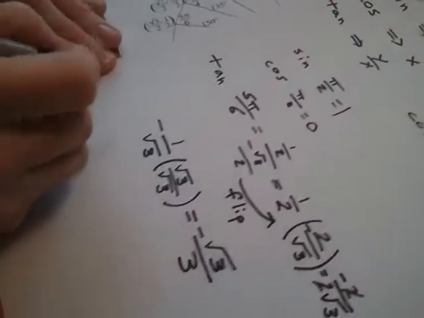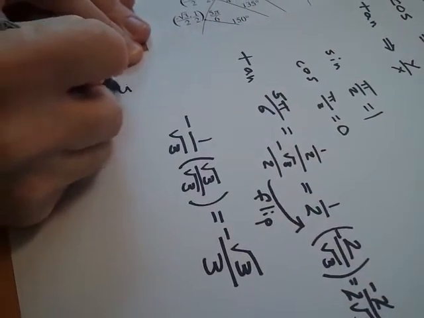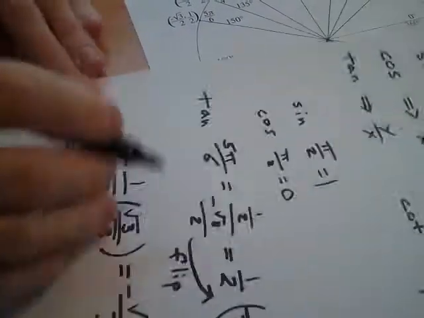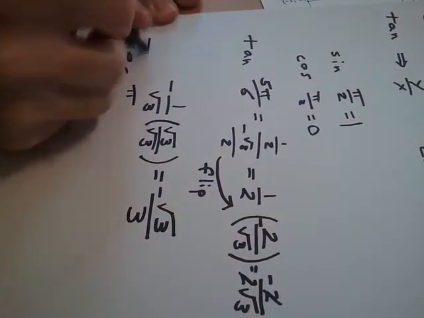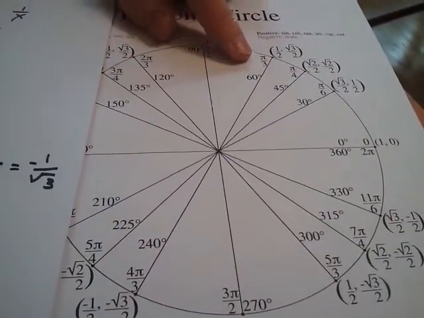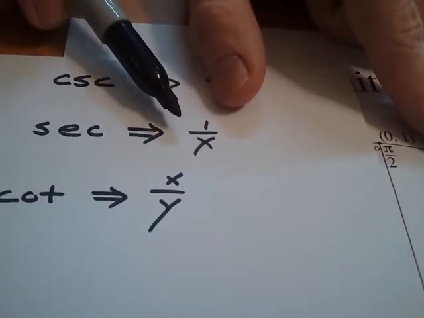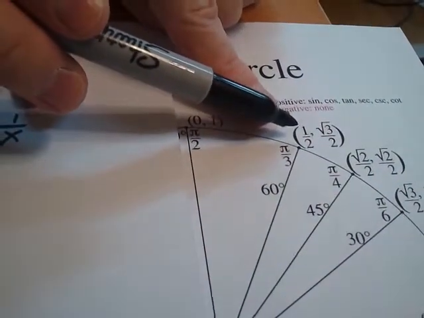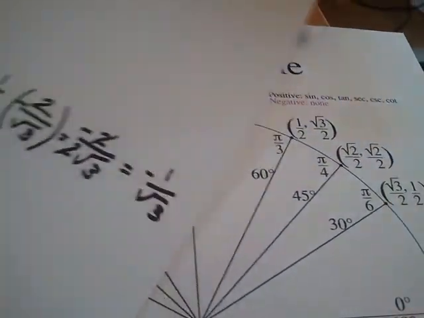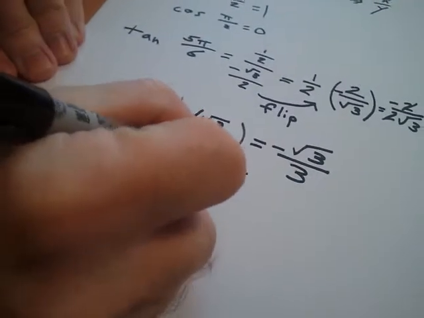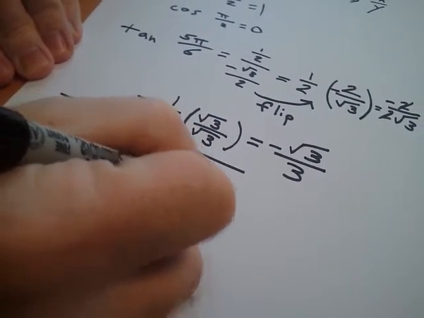If you're looking for something like secant or cosecant, let's do secant of, how about pi over 3? Secant of pi over 3. We look at our unit circle, and secant is 1 over x. So we're going to look at our x right there, and that is 1/2. So this is going to equal 1 over 1/2.